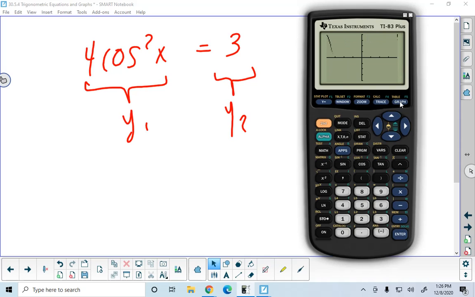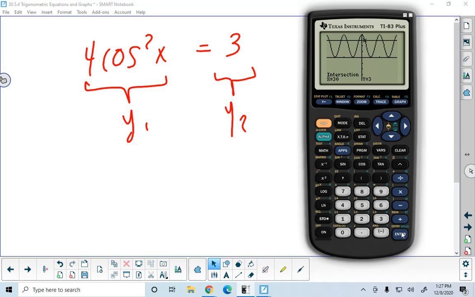Again, zoom 7, but I'm already in that zoom setting. I don't care about x-intercepts. What I care about is intersection points. And to find an intersection point, I don't have to worry about left or right. All I have to do is choose intersect, go close to the intersection point that I'm interested in, and hit Enter 3 times. I don't have to move the cursor left, right, or anything. And I get 30 degrees. There is another, no, I'll save that for later.